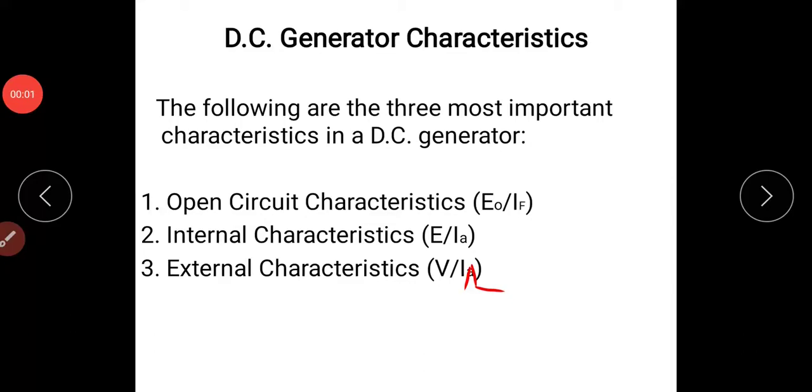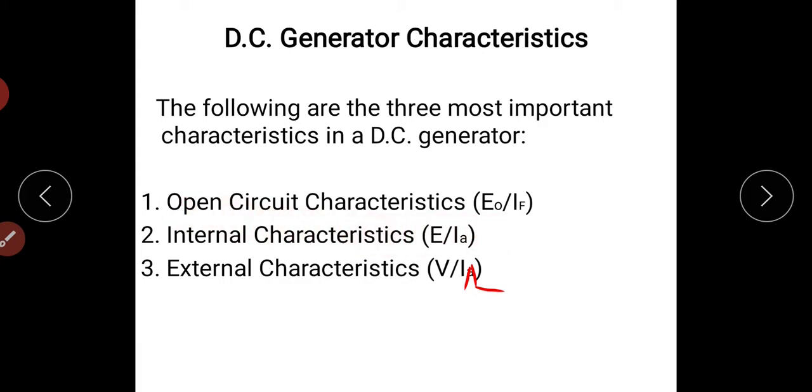Okay, now I would like to explain about DC generator characteristics. The following are the three most important characteristics in a DC generator. First one, open circuit characteristics, also called magnetization characteristics. It is the graph between E0 versus IF. E0 means no load generated EMF, the generated EMF under no load condition. Next, IF is field current, the current flowing through the field winding. The graph between E0 versus IF is called open circuit characteristics, or OCC, or magnetization characteristics.